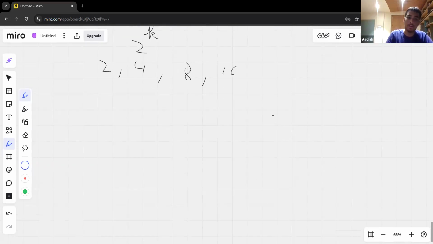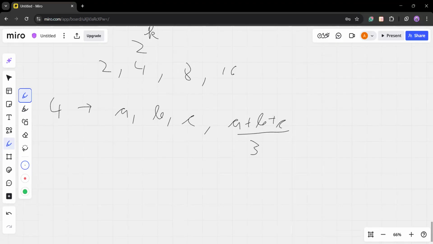Okay, so now let's do something. Suppose we have AMGM for 4 numbers. Apply it on A, B, C, and (A plus B plus C) by 3, and tell me what you get.